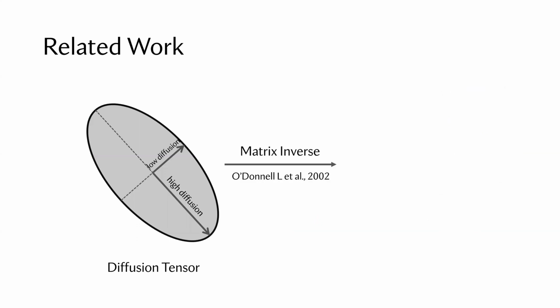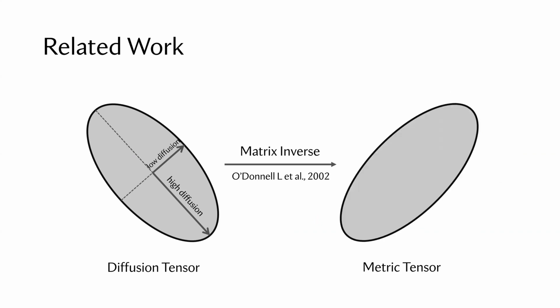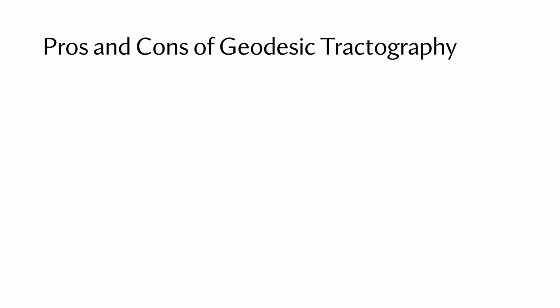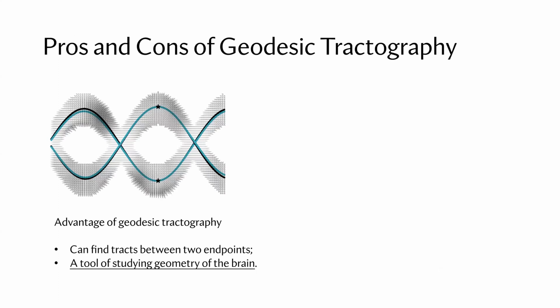In the previous work of Astola et al., they took the inverse of the diffusion tensor as the metric tensor. The rationale behind it is that as we move along the major axis of the diffusion tensor, the time cost is low. As we move along the minor axis of the diffusion tensor, the cost is high. So it aligns with our goal. The pros of geodesic tractography include that it enables us to find the tracks between two endpoints, and it is a perfect tool for the study of brain geometry.